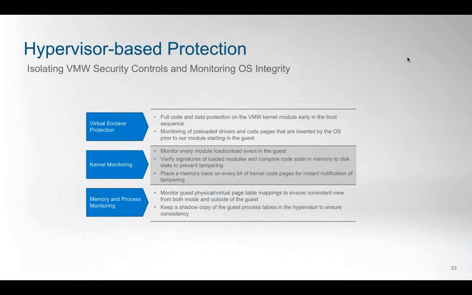And the third and the most important thing is monitoring the memory and the process. We monitor the guest pages and the mappings to ensure that we have a consistent view from both inside and outside of the guest agent by copying a shadow copy of the guest process table into the hypervisor. This is what I call the reconciliation between the hypervisor protected zone security enclave of the VM and the guest agent. And this is very, very important when you're trying to do an agent-based approach in security, so that you can trust your position and at the same time, you can provide a shield around your agent.